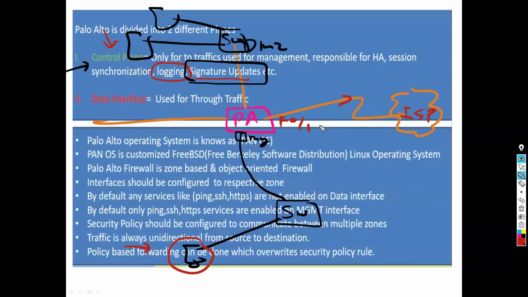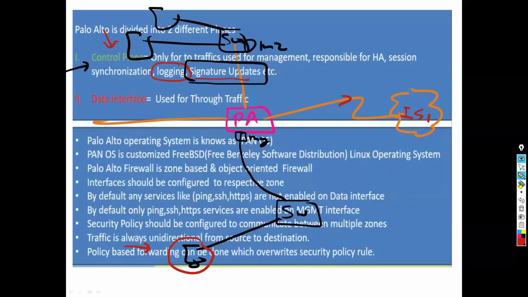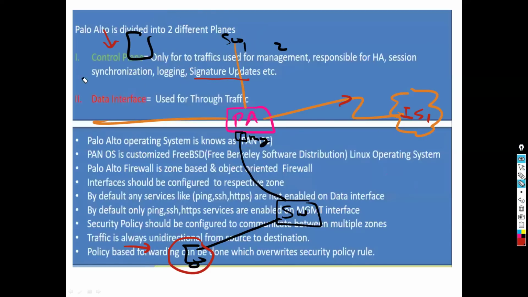Now, what about the data plane? The data plane is used for through-the-firewall traffic.